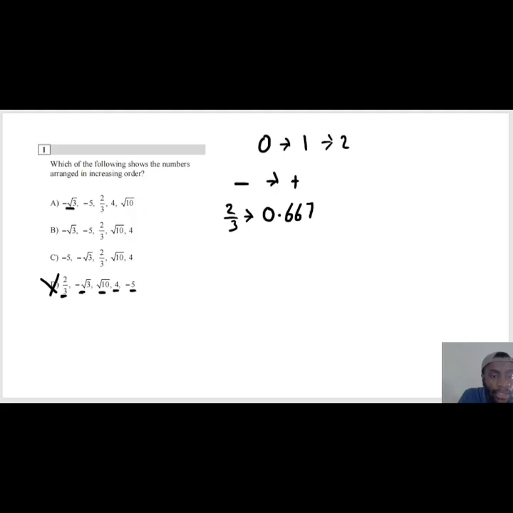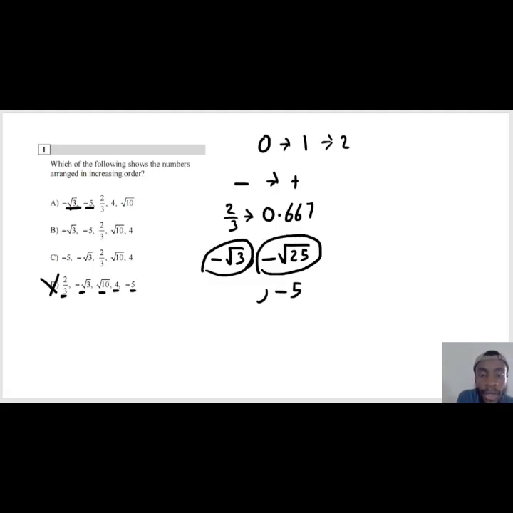Now this is negative. How do I write? I hope you know minus. If I have minus root 25, that's the same thing as minus 5. So my question now is, minus this and this, which one is bigger? Obviously, this is minus 5. Minus root 3 is what? Minus 1 point something. So let's say 1.732, I guess.